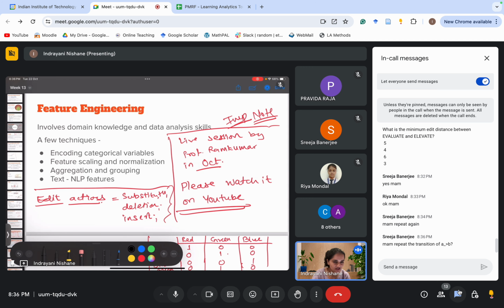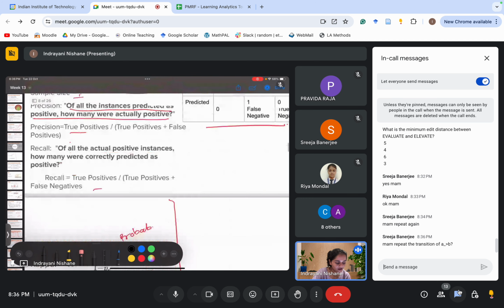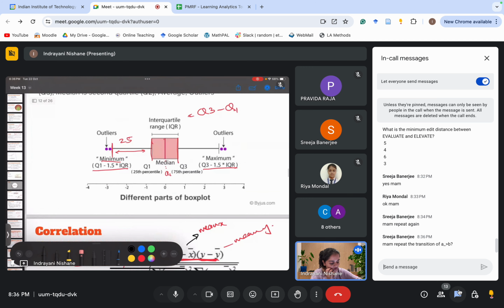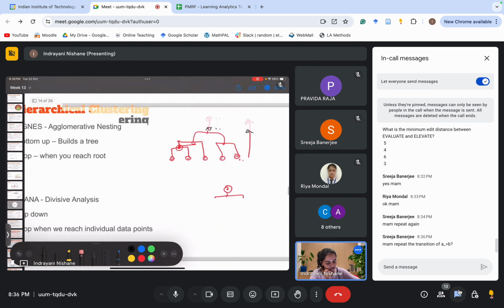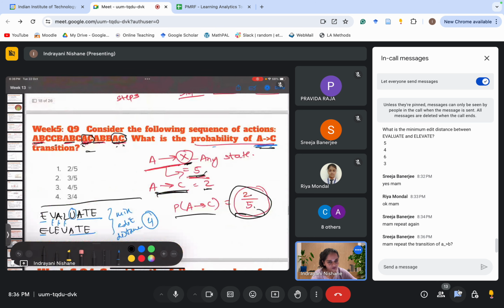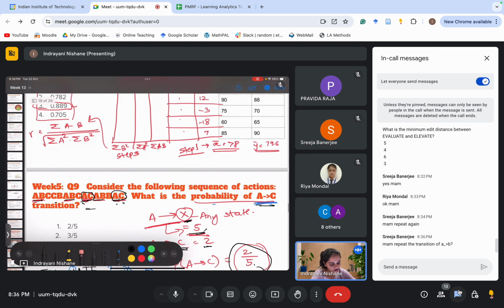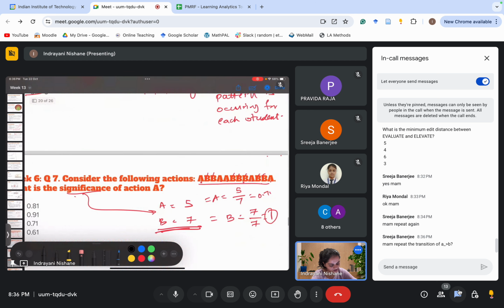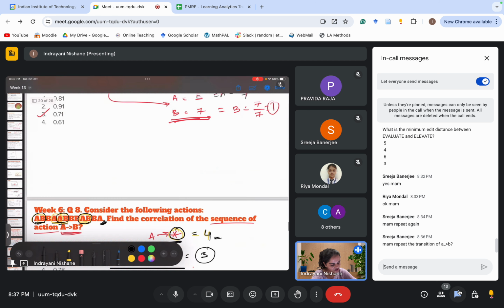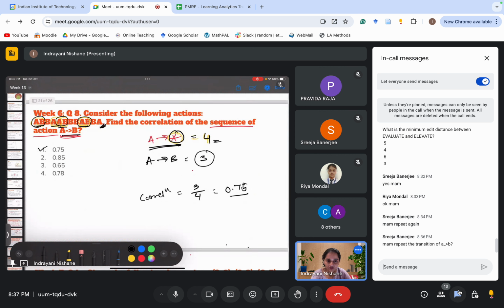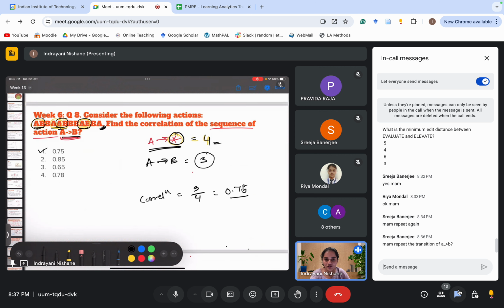Please repeat the transition of A to B. Not understanding, Shrija, your doubt. I'll go through the questions. You let me know which question you want. This is A to C. What is A to B? Repeat A to B, I'm not understanding. This is not A to B. This is the significance of action A. Okay, this question you want. A to B. You can give a thumbs up reaction if this is the question you want me to repeat.